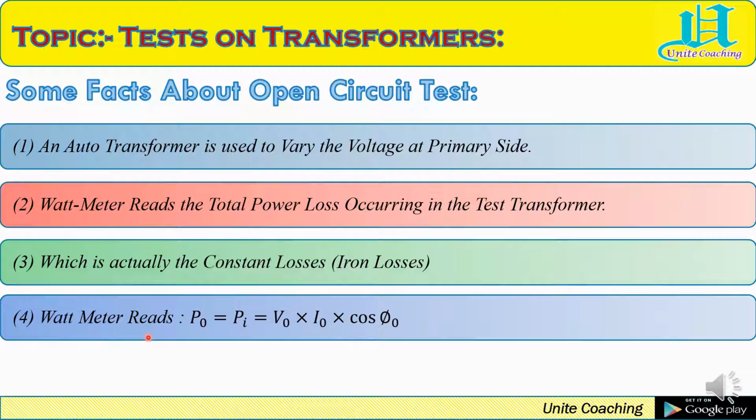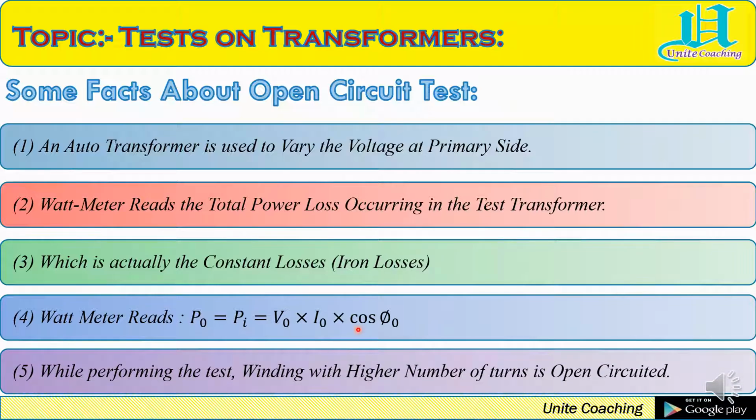The wattmeter reads the open circuit power, P0 equals Pi, which equals V0 into I0 into cos phi 0. One important note you should remember is that while performing the test, the winding with the higher number of turns is open circuited. That means the HV winding must be open circuited.